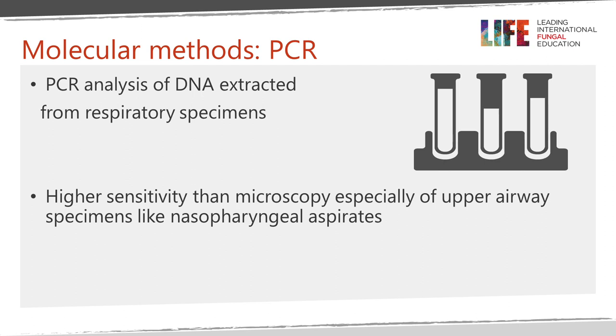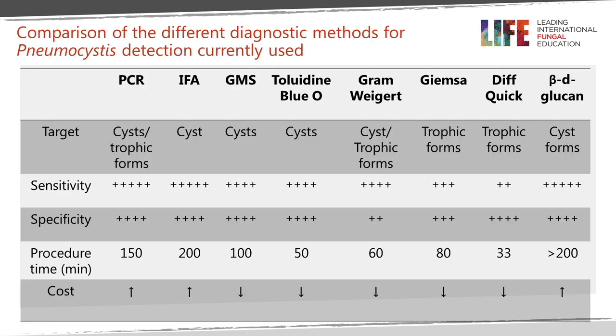Now, molecular methods can also be used, and this is mainly PCR. PCR analysis of DNA that has been extracted from respiratory specimens has also been used. This has higher sensitivity than microscopy, especially when upper airway specimens like nasopharyngeal aspirates are used.